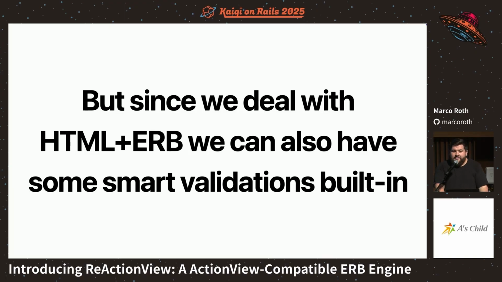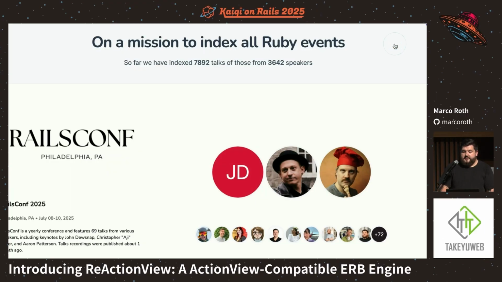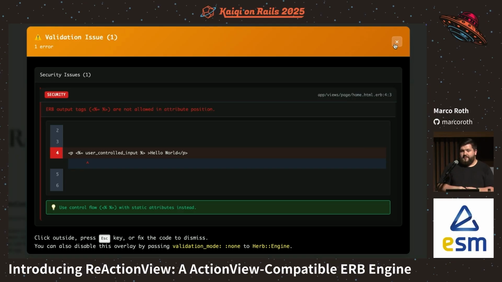Since we have HTML+ERB, we can do HTML validations. So if we have nested p tags, which are invalid HTML, we can have a warning. And the cool thing about these warnings, you can dismiss them and you go back to the app. So it's just telling you something is wrong, but it doesn't stop you from just looking at the output.